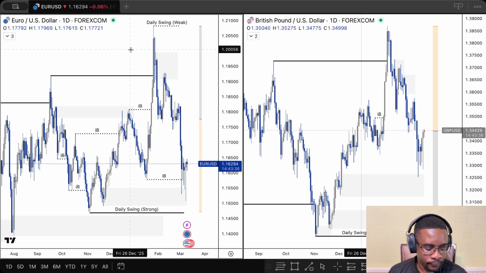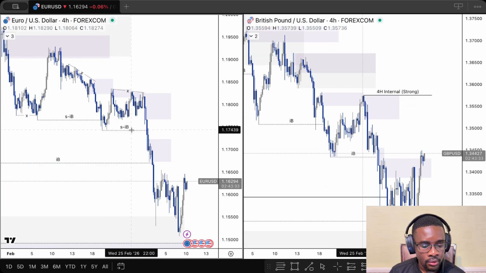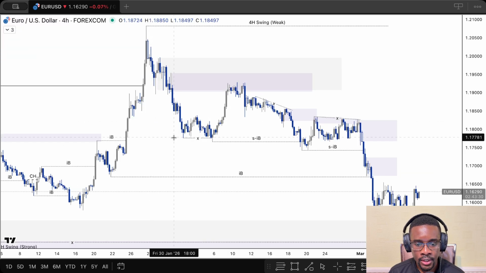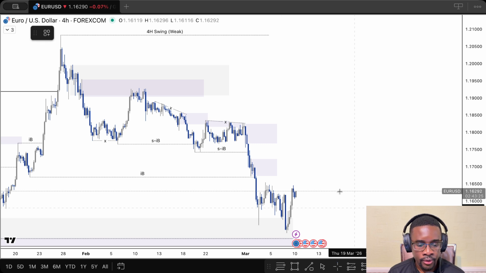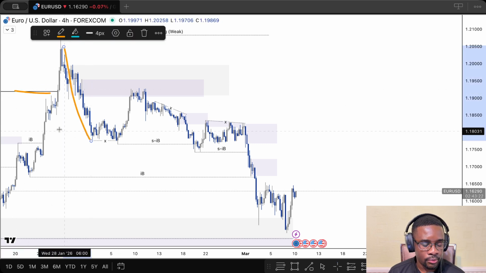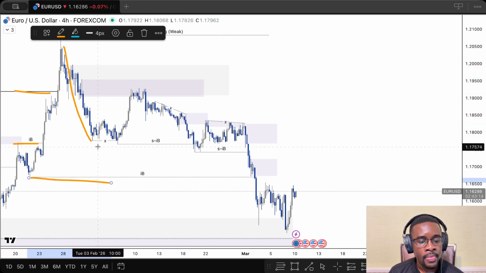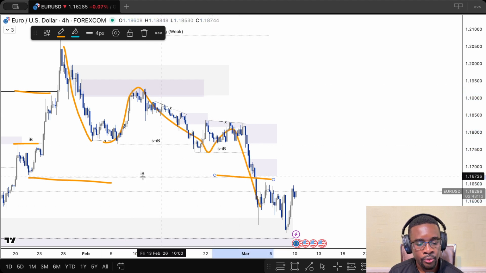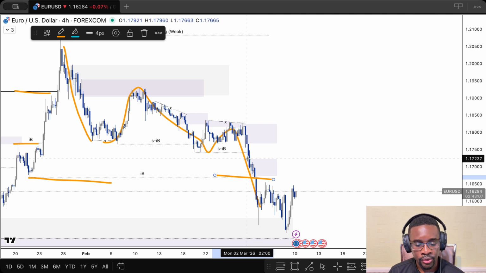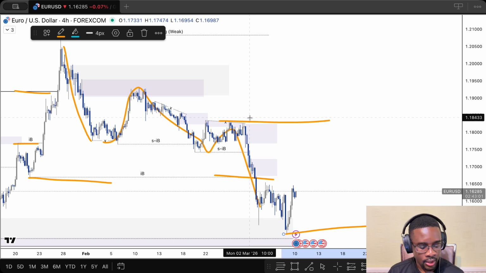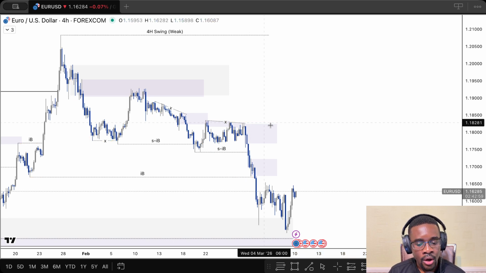Looking at the 4-hour on the EUR USD, this is what we have. So we did break structure to the upside from a swing perspective, and then this was our internal range. Then price has been pushing down, and now we've broken the internal range to the downside. So now we've had an internal break of structure bearish, so price is bearish, and then this is possibly the current range that we're in at the moment on the 4-hour.